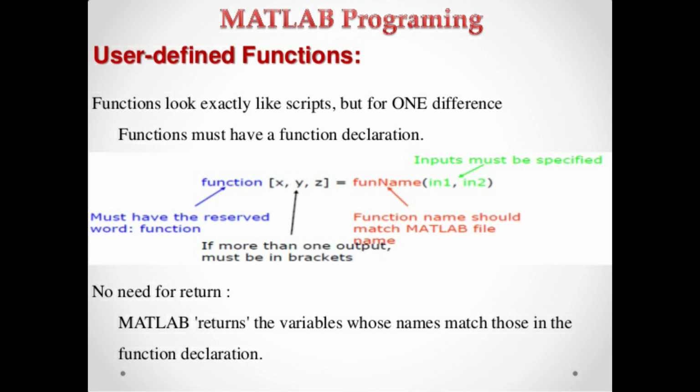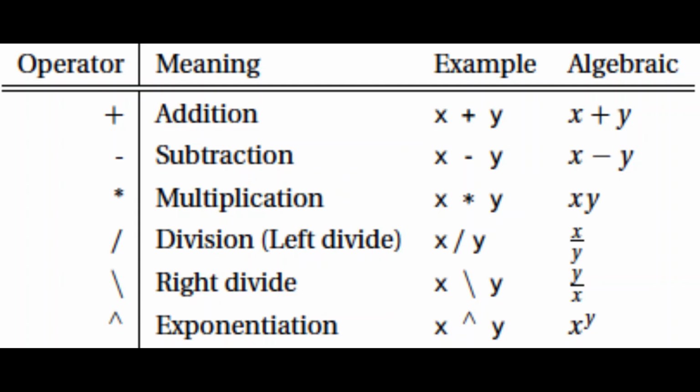Round brackets, meaning parentheses, enclose function arguments and array indices. I will tell you the declaration of the function later on. Okay, the dividend: if it is an oblique slash, then it means right divide, dividend divided by divisor. And if it is the backslash, then it is called left divide, which means divisor backslash dividend. So first the divisor is written and then the dividend. So it is left divide basically.